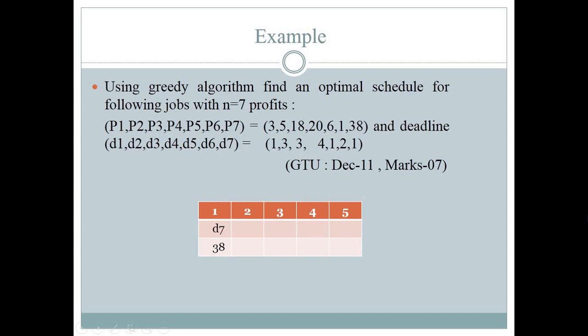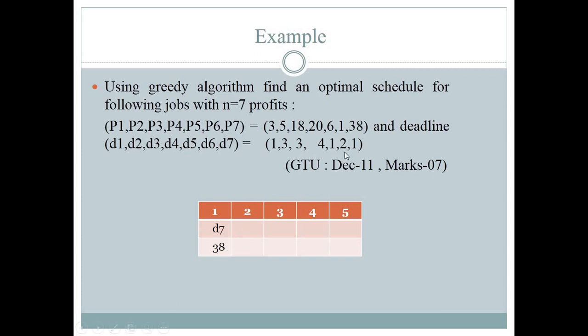Here for deadline number 2 we can start D6, D2, D3 and D4 jobs. This means we can start jobs earlier than their deadline, but we cannot start after the deadline. So here for deadline 2, deadline 3, deadline 4 and deadline 2, all these jobs can be started.